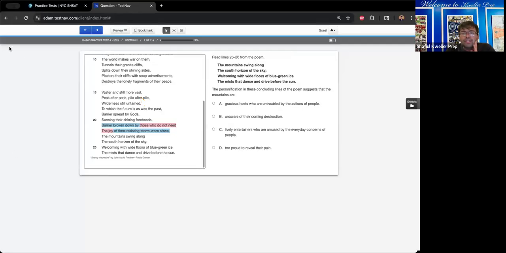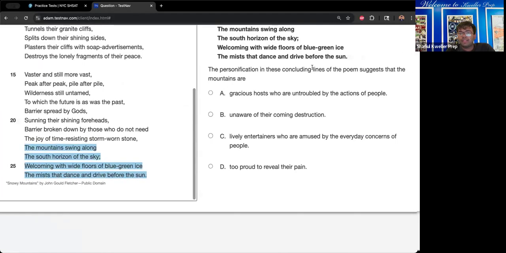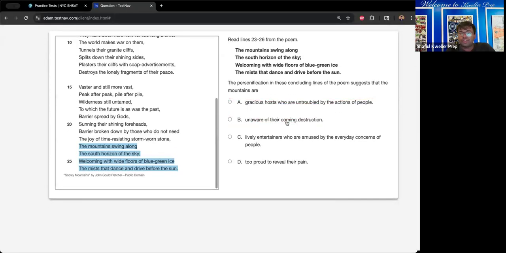The personification in these concluding lines suggests that the mountains are, okay. So let's clear this. The mountains swing along, so it's here. Oh, this one, I remember this one. I think I chose between like it's not unaware of their coming destruction. Because again, the idea here is that nature is withstanding what humans are doing. So it's not B. It's either going to be A or C.